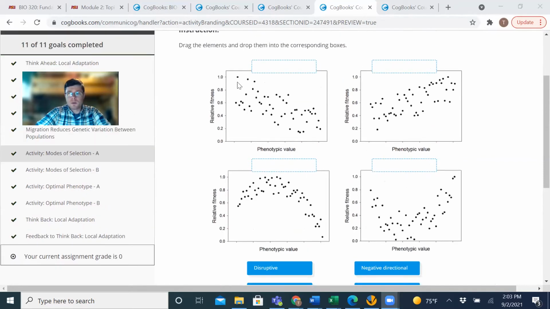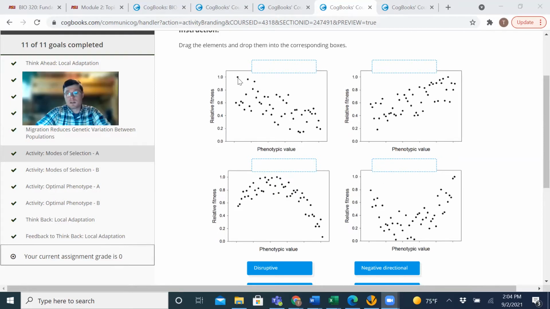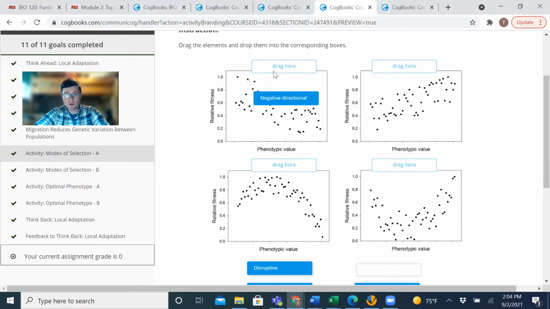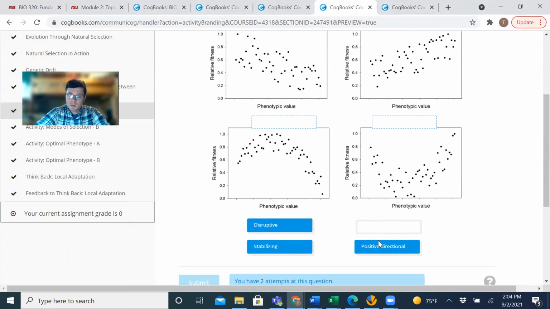So what kind of pattern do we see in this top left box? That's a directional negative directional. Okay. Yeah, right, because the trend would be negative going down, right? And it's directional, like as you said. So negative directional there. What about this one up here? That's a positive directional. Yep, because it's a positive trend line through those points.